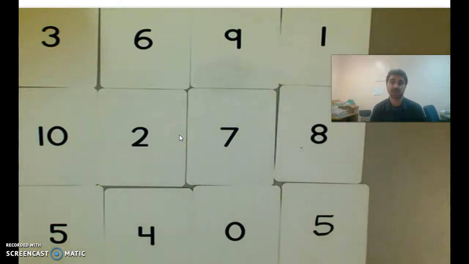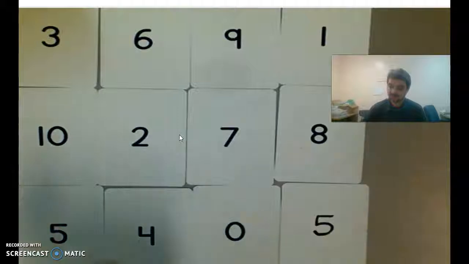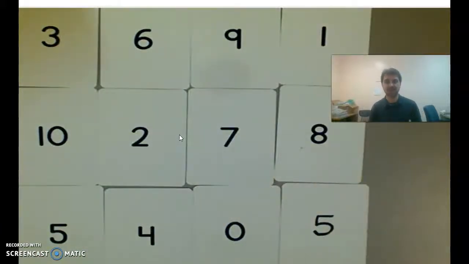So today, we're just going for it. We're going to play Mighty 10 with numbers. I have all the numbers down here: 0, 1, 2, 3, 4, 5, 6, 7, 8, 9, and 10. So we should be able to find all tens partners. Pause the video if you need to, and tell me all the tens partners that you see. Okay, so here we go.